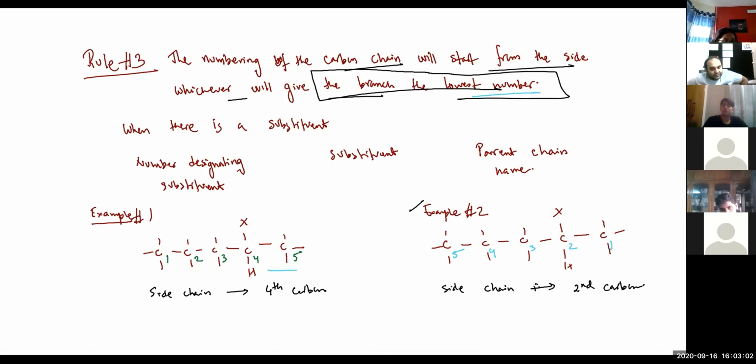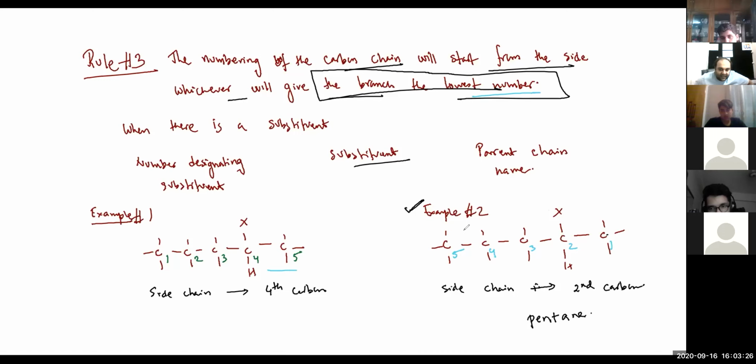Now what will the name be? If example 2 is correct, what is the parent chain? Propane, 1, 2, 3, 4, 5, pentane. Sorry, pentane. Chain, then substituent. What is the substituent here? X. So let's take X as a methyl, CH3. So what will the name be? Methyl. And the number designating the substituent: on which carbon has the substitution happened? Carbon 2. So the name will be 2-methylpentane.